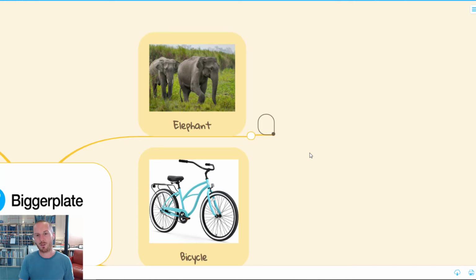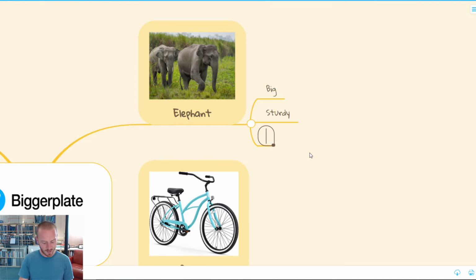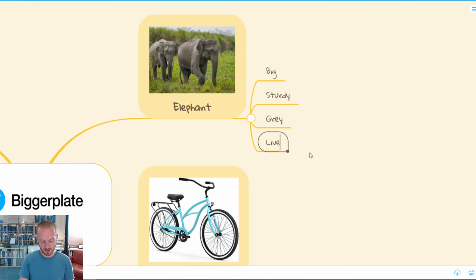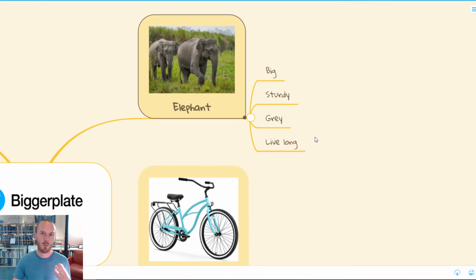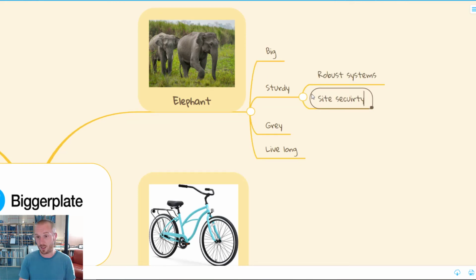Well, what are the characteristics of an elephant? Well, they're big, they're pretty sturdy, they're grey, they live a long time. So we've got just a couple of characteristics just to throw in here. But what does that prompt for us? Well, sturdy in terms of our business. Okay, so maybe we need sort of robust systems. Not very exciting, sexy stuff, but maybe that could be about site security, perhaps.